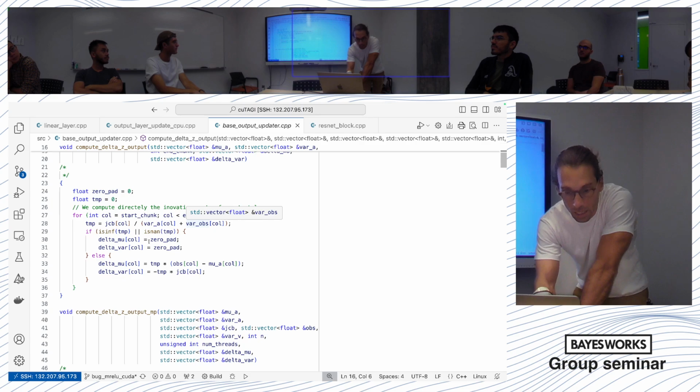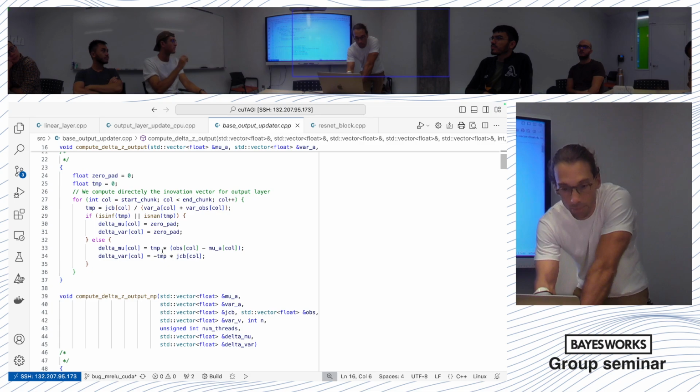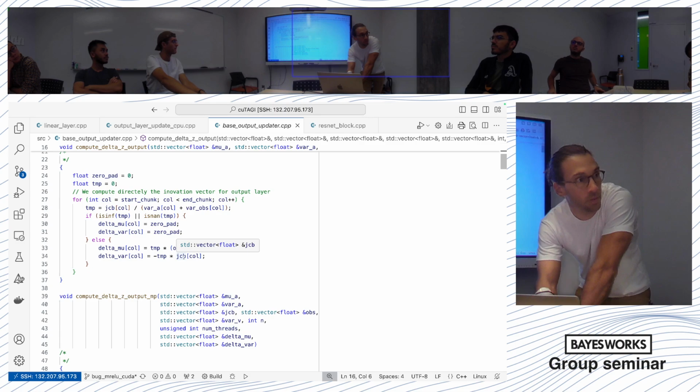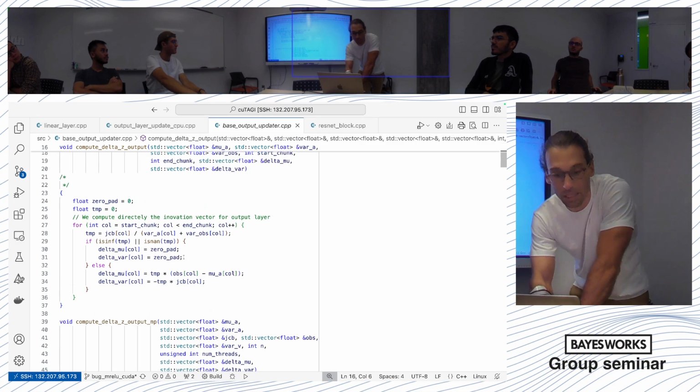So perfect. If we have a missing value, we do nothing. Otherwise, we multiply the division between the Jacobian and sigma y by the difference between the observed value and mu a, whereas the delta var is directly multiplied by the Jacobian. Okay, so this is basically how it works.